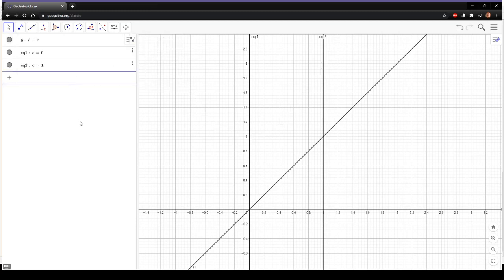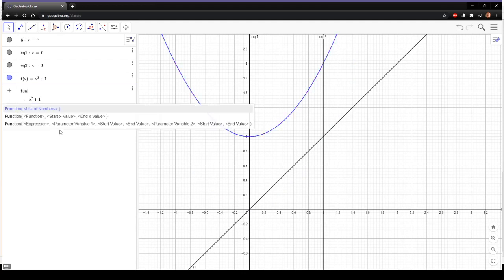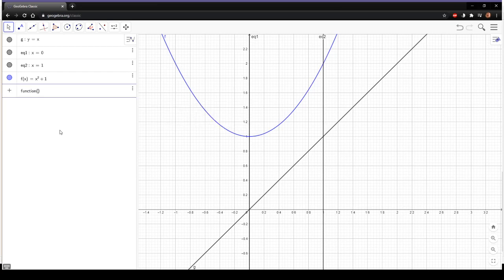Let's get rid of this, and instead, let's type f of x equals x squared plus 1. Right? So that's the same. All I've done now is I've written it in function notation. And then what we can do is to isolate the bits of it that are between x equals 0 and x equals 1. We can type function and then f, 0, 1, like so. So now this red bit is really the only bit that we're interested in.